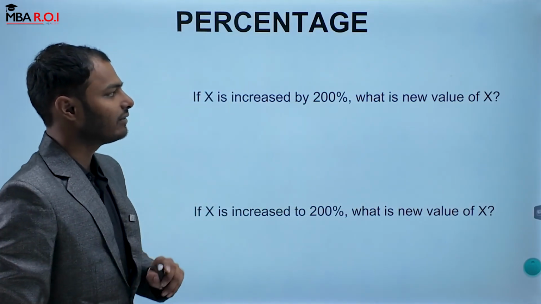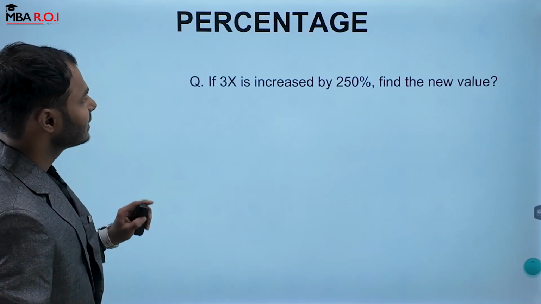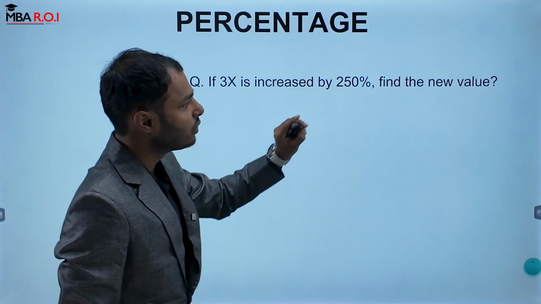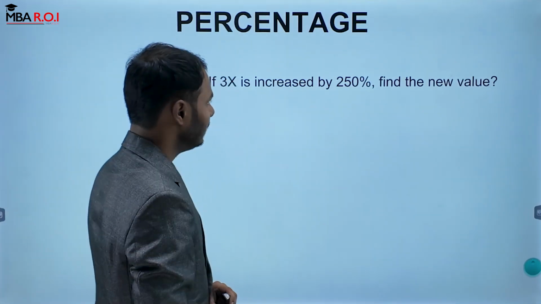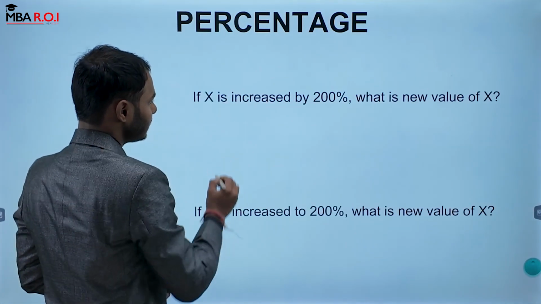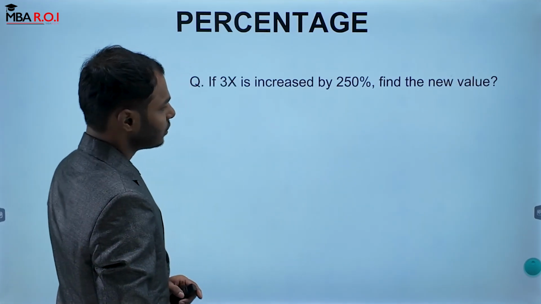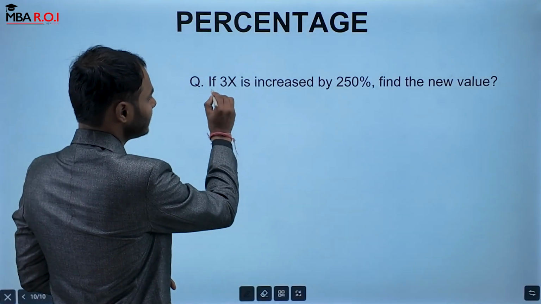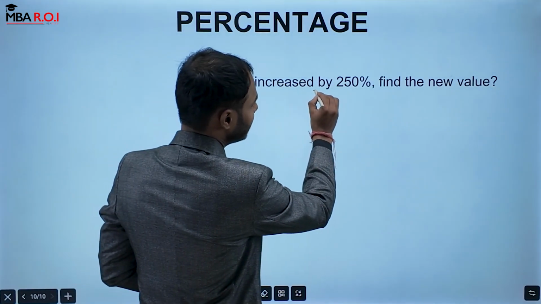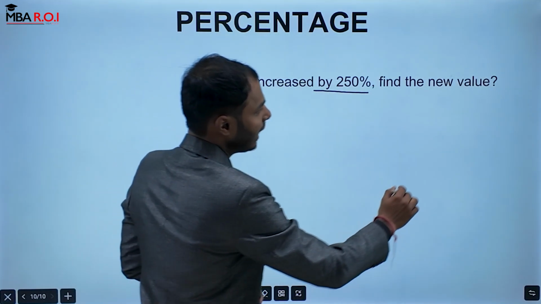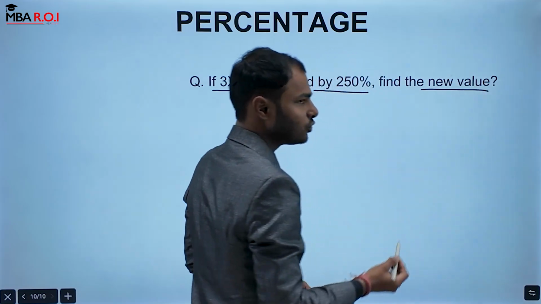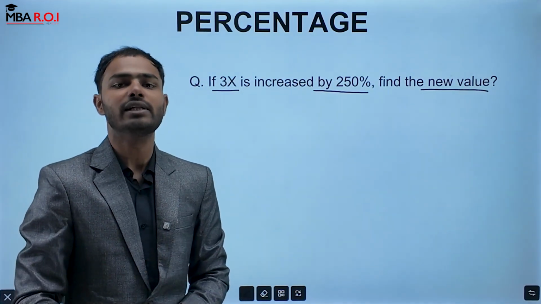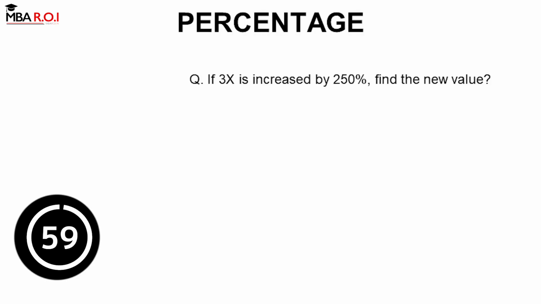Now let's try one more question. This is: if 3x is increased by 250%, find the new value. Again, this is 3x. So we can see that this is 3x, which is increased by 250%, and we have to find the new value. So again, take out 1 minute, solve this question, and then we'll see what the answer is.